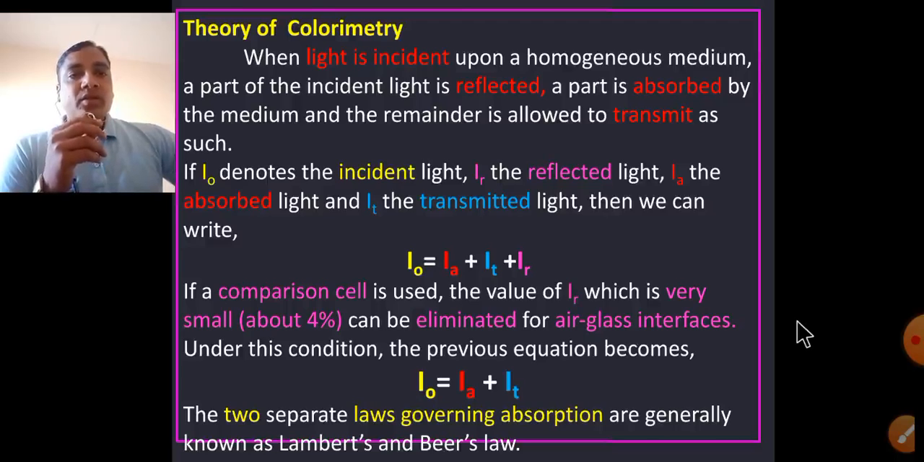Theory of colorimetry depends on the incident light and monochromatic light. I0, that is incident light, is equal to these three: light transmitted, light reflected, and light absorbed. Among these, two separate laws governing absorption are generally known as Lambert's law or Lambert-Beer's law.